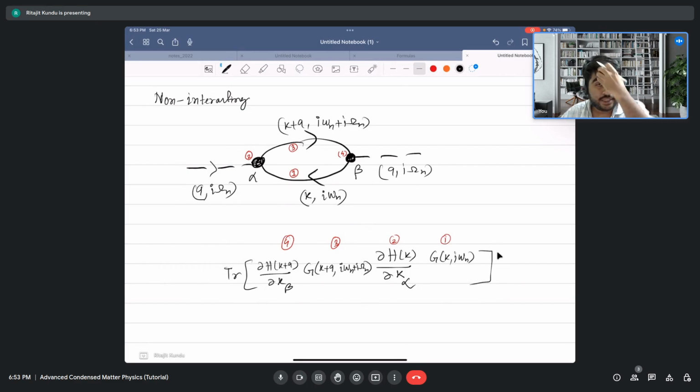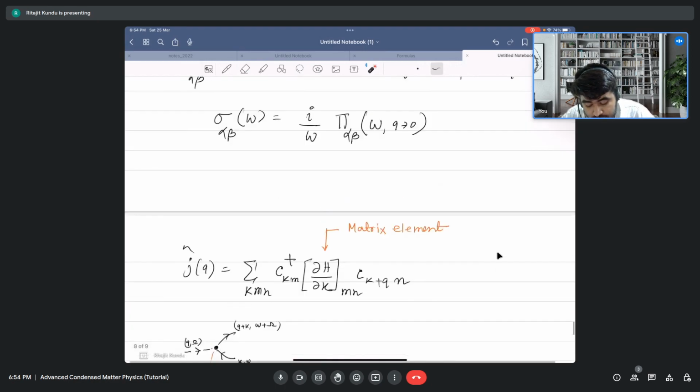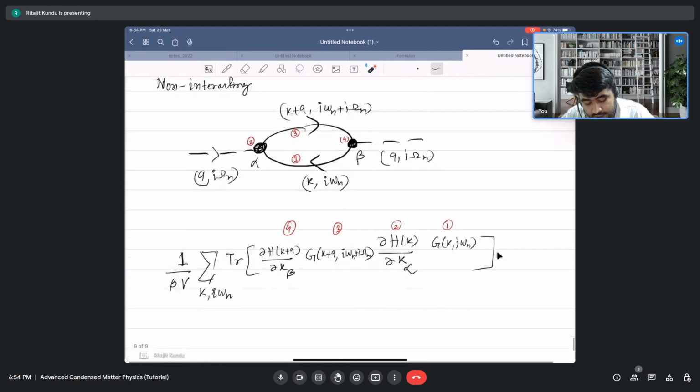Okay, so we'll take a trace, and so we'll have to follow the other Feynman rules as well. So there will be a summation over these momenta, so momentum k, and also summation over this internal frequency I omega n, right? Because the internal frequency and momentum have to be integrated over. So then there is 1 by beta v as a normalization, and you remember that because of a fermionic loop we have a -1, but anyway the correlation function always had a -1, so that minus actually gets cancelled.